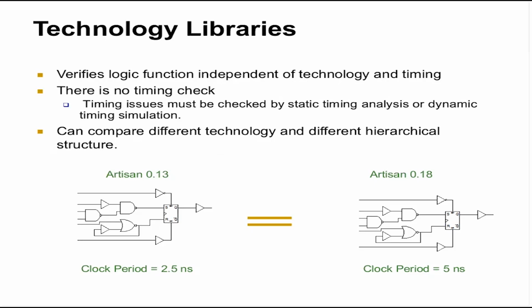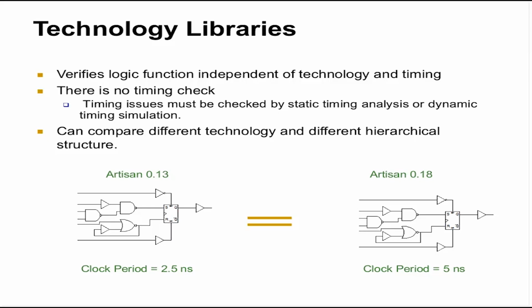For example, let's say you have one design which is synthesized in one particular technology, let's say Artisan 130 nanometer, and on the other hand, you have a design with a different clock frequency, synthesized with Artisan 180 nanometer. So the base design is the same for both these netlists, but the frequency and the technology are different. Now, since formality works at a functional level, it can compare these two netlists and tell you whether they are functionally equivalent or not.